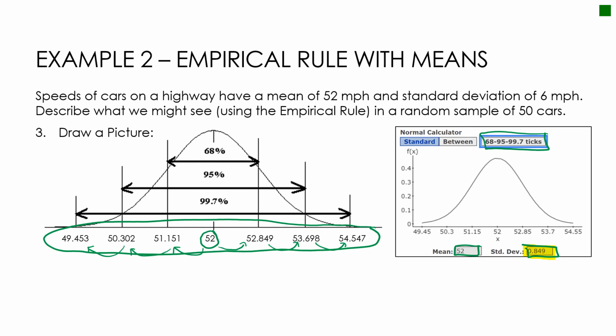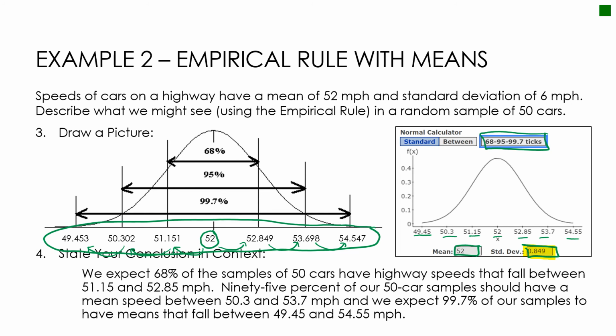And again, I want you to notice though that this is rounding my values to 2 decimal places, and so if you're doing an assessment type of question, make sure that those values are rounded to the same number of values that I've asked for in the question. And then my conclusion in context is essentially saying in words what I can look at the empirical rule and say, which is 68% of the samples of 50 cars have speeds between 51.5 and 52.85.